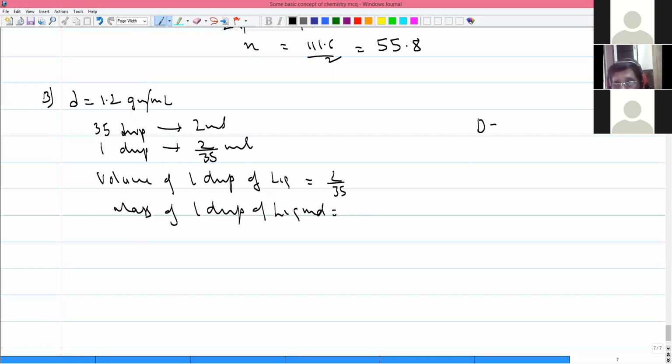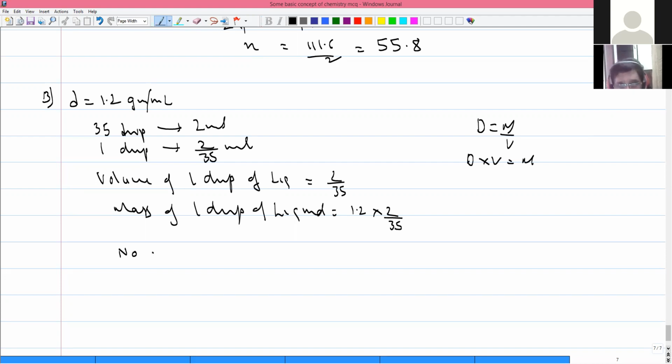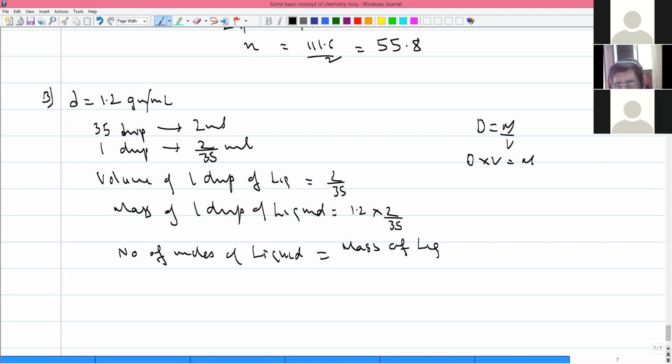Dekho beta, density is equal to mass upon volume. So density into volume is equal to mass. Density kitna hai? 1.2 into 2 upon 35. Okay? So this is the mass of 1 drop. Now you want to find out number of molecules. So better we convert that mass into mole. So number of moles of liquid is equal to mass of liquid upon molecular weight of liquid.